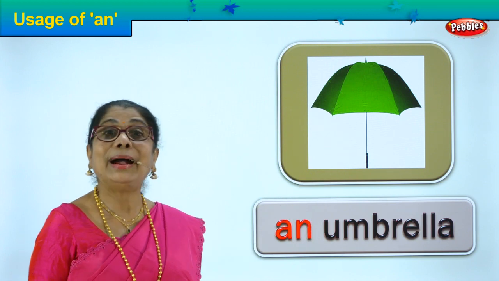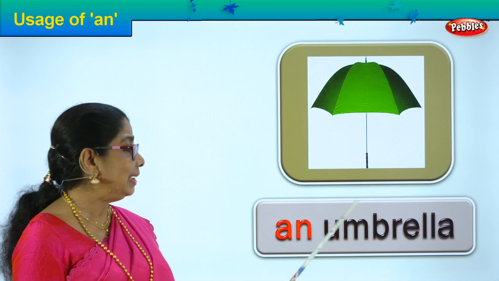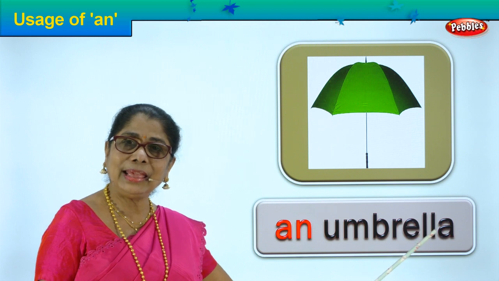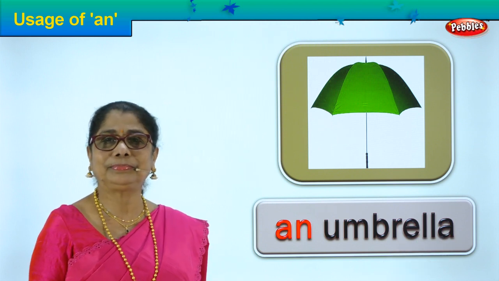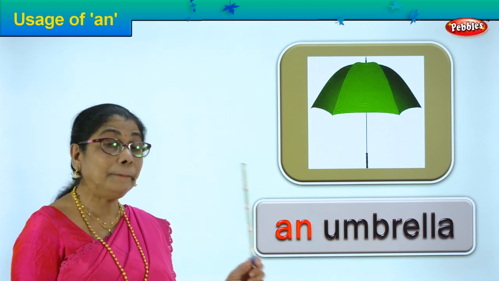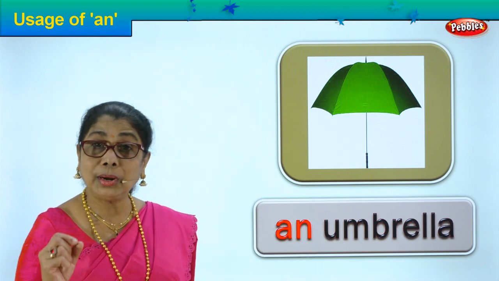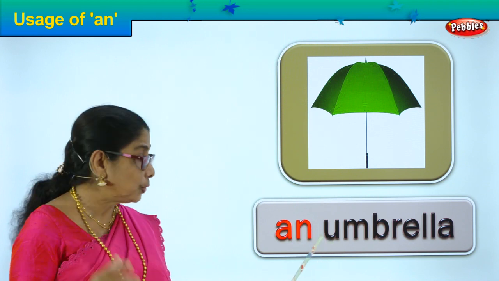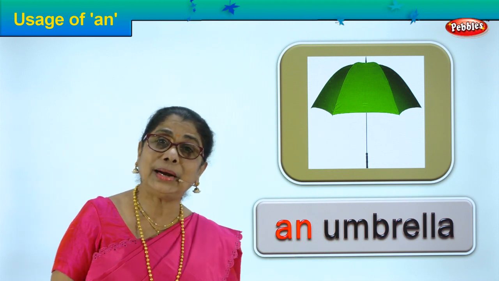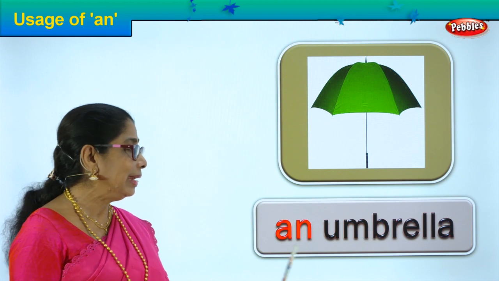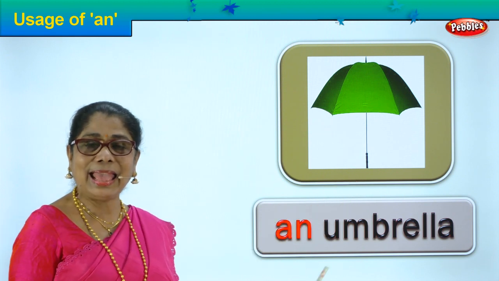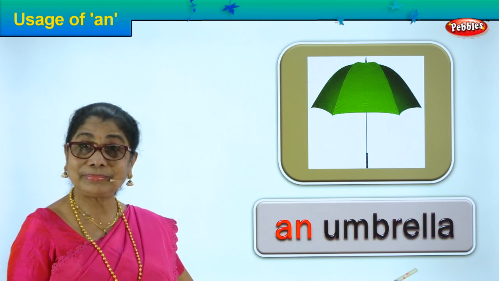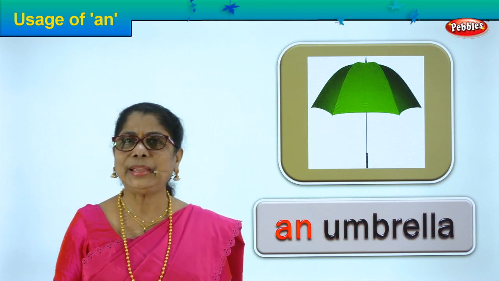What is this? Umbrella. Nice green umbrella. Spell umbrella. U-M-B-R-E-L-L-A. Umbrella. The word umbrella begins with U, and the letter U is a vowel. So we use an before the word umbrella. Now read, an umbrella. This is an umbrella. Good. Let's go to another picture.